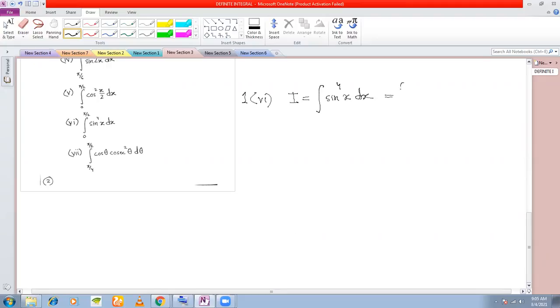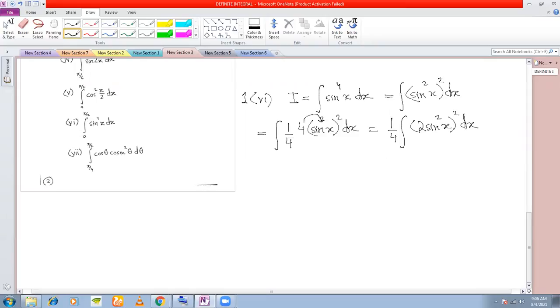So you can write this as sine square x whole square dx, which can now be written as integration of, I take a 4, sine square x whole square dx. Now why did I take a 4? I take 1/4 out. I took a 4 there because I want this 4 to get inside this. So this will become 2 sine square x whole square dx. So this now becomes 1/4.